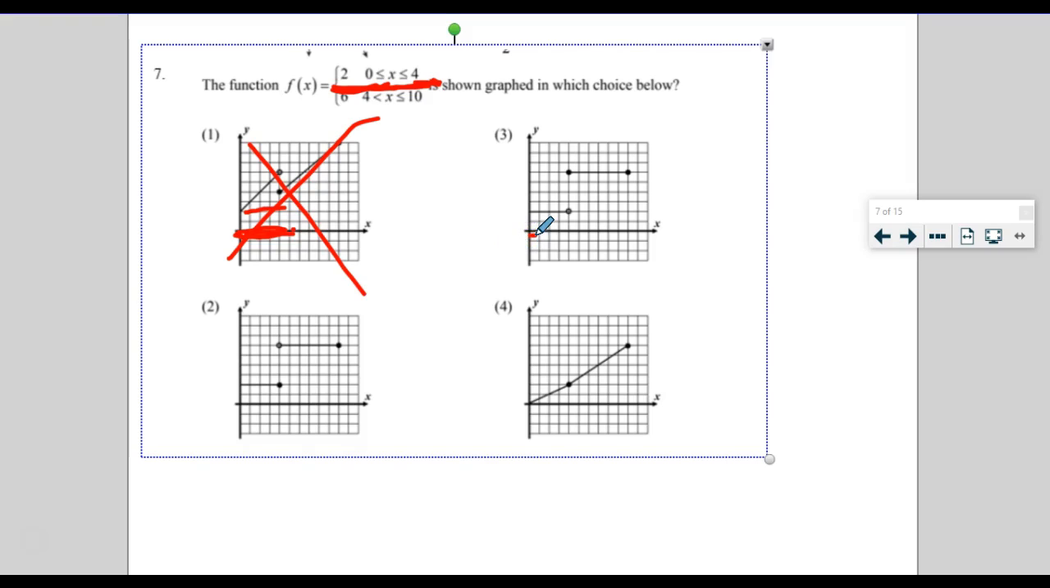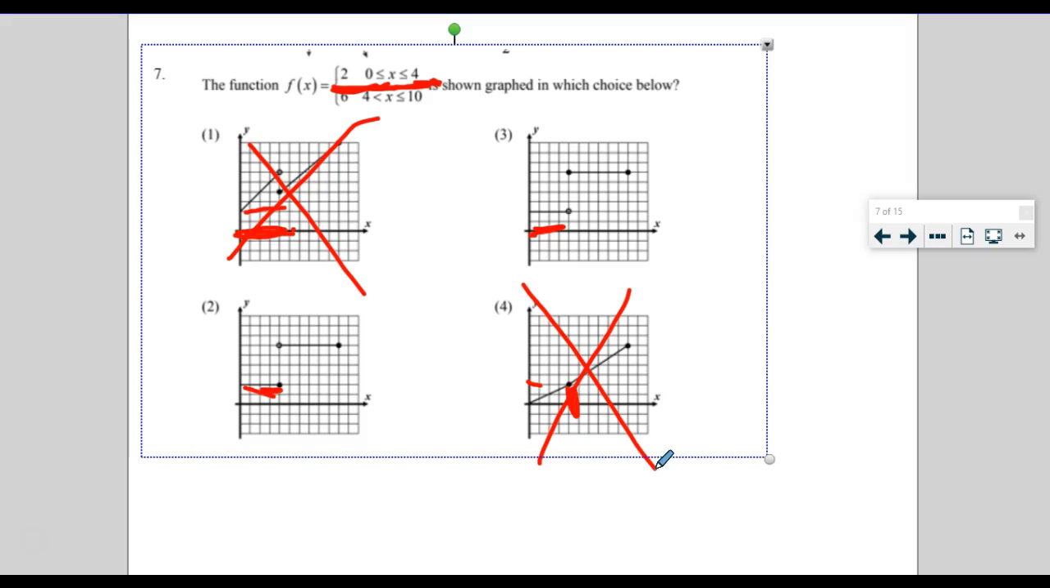Okay, this might work, so let's see. We'll stick with this one. It's at 2. We'll stick with this one. And this one, it's only at 2 here. It's only at 2 at 4. So we just eliminated 2 of the answers, okay? So now, here's your key to the rest of this question.